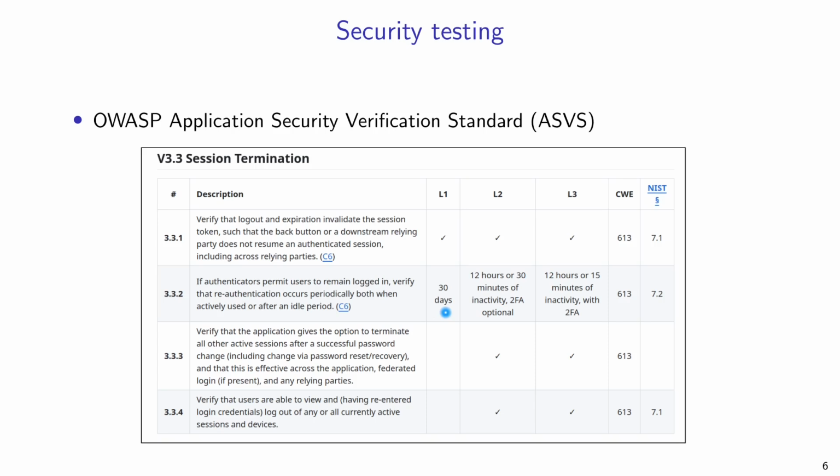As you can see, level 1 requires terminating the session after 30 days, level 2 after 30 minutes of inactivity, and level 3 after 15 minutes of inactivity, and requires two-factor authentication for re-authentication. And here we can see that for level 1 applications, there is no requirement to provide an option for terminating all active sessions. Now, to summarize, this security verification standard helps performing security testing in a systematic way aligned with the security level of the application. In fact, after completing this course, you should have the skills needed to apply this standard when testing web application security.